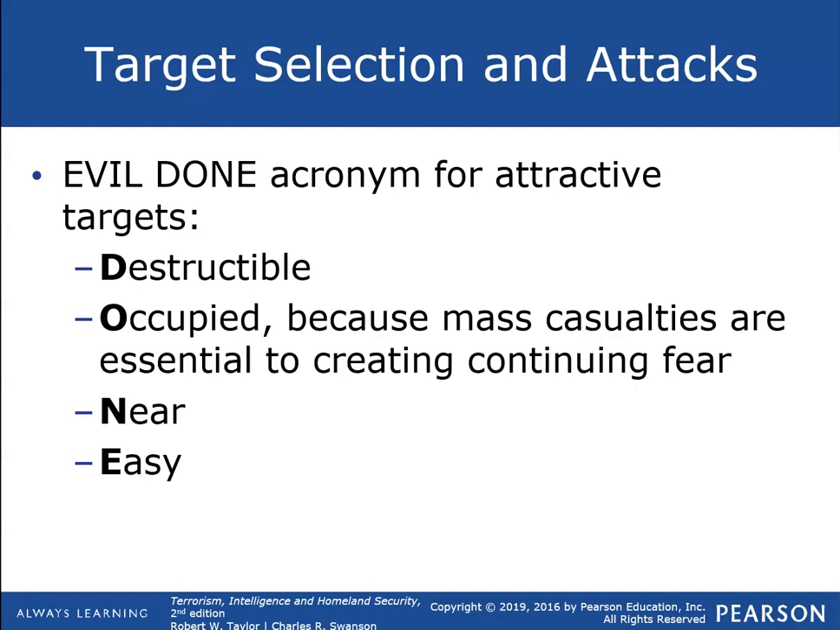Next would be occupied, because mass casualties are essential to creating that continued fear factor as it relates to terrorism. So what kind of people are occupying a potential target may also be important. So you have to think about that. Next would be near, as illustrated by the fact that, let's say, the IRA in Northern Ireland struck many more targets there than on the British mainland. And then easy, meaning without significant and layered defense or security features. So again, Clark and Newman use this acronym EVIL DONE to identify the characteristics that make a target attractive to terrorists.